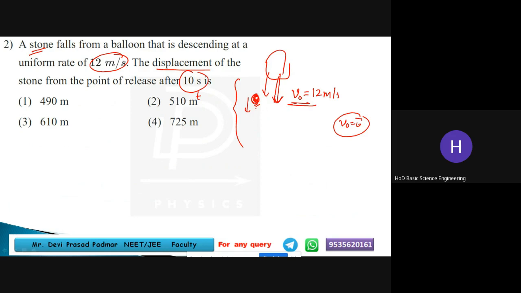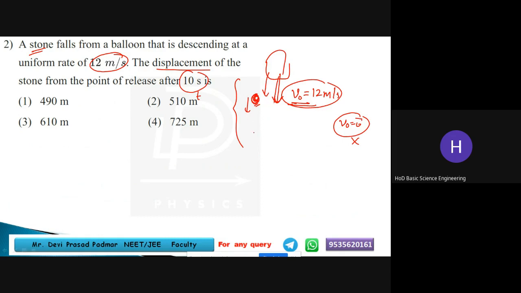Initial velocity of the stone will be equal to the velocity of the balloon. Why? Because the stone is inside that balloon, so it is also moving along with the balloon. Therefore, you have to consider the initial velocity of this stone as 12 meter per second. It is not equal to 0. If it were at rest, you could consider it as 0. But now the stone is moving along with the balloon, so the initial velocity is 12 meter per second.